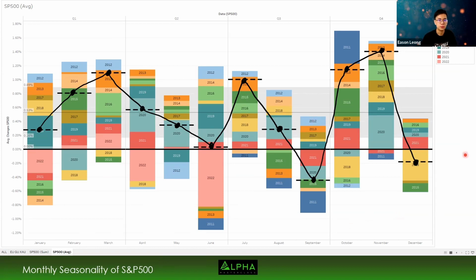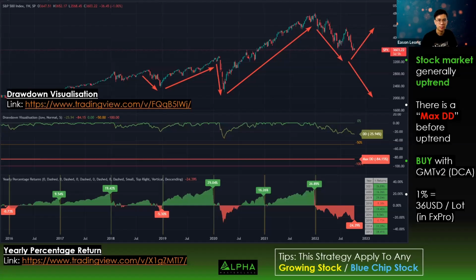Now over here, I would like to share with you guys one of the indicators used in TradingView so that you can check the seasonal analysis for almost all the markets.